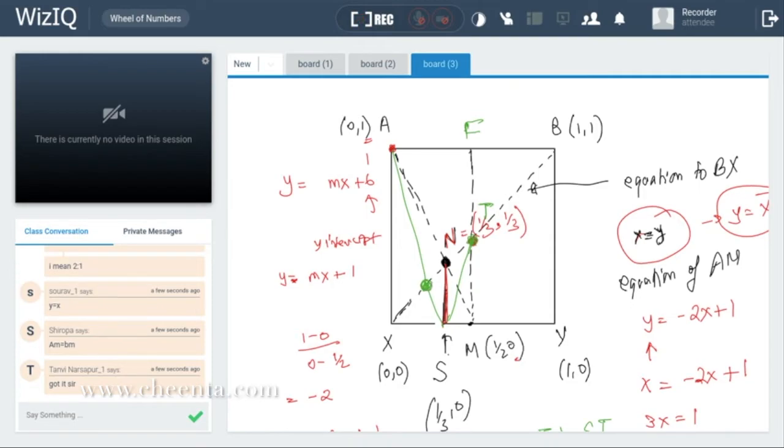So you got 2 points again from the 2 points of intersection. What are the coordinates of these 2 points? These 2 green points. Quickly compute the coordinates of these 2 green points. Let's call this one N1 and this one T1. What are the coordinates of N1 and T1?